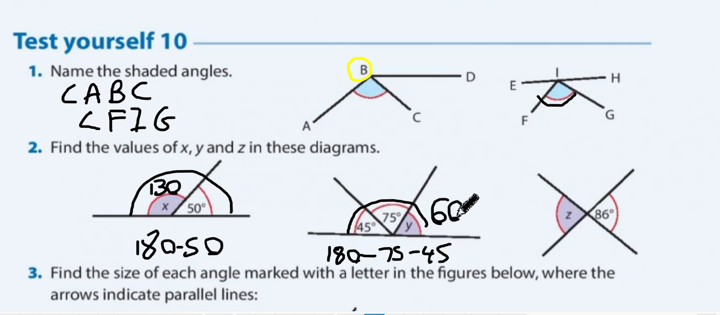And you get 60. The next one is what's called a vertically opposite angle, where the two angles looking at each other are the same. So Z is 86. Any questions?